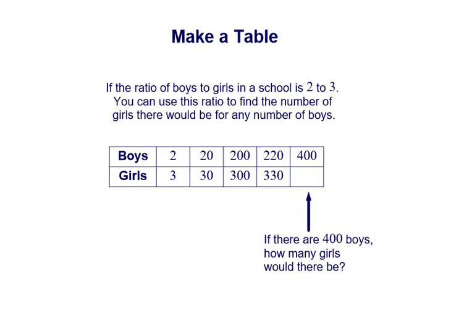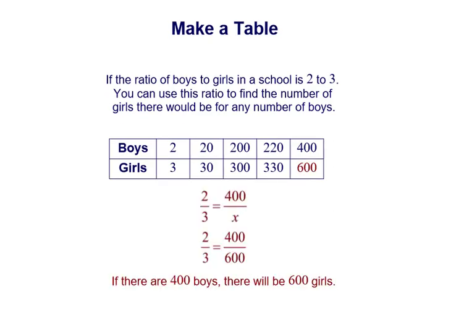Here's another example. If the ratio of boys to girls in a school is 2 to 3, we can use this ratio to find the number of girls there would be for any number of boys. In the table, you can see we knew 2 boys to 3 girls. Then we knew 20 boys to 30 girls, 200 boys to 300 girls, 220 boys to 330 girls. They all have that ratio of 2 to 3. So if there are 400 boys, how many girls would there be? Let's use that ratio of 2 to 3.